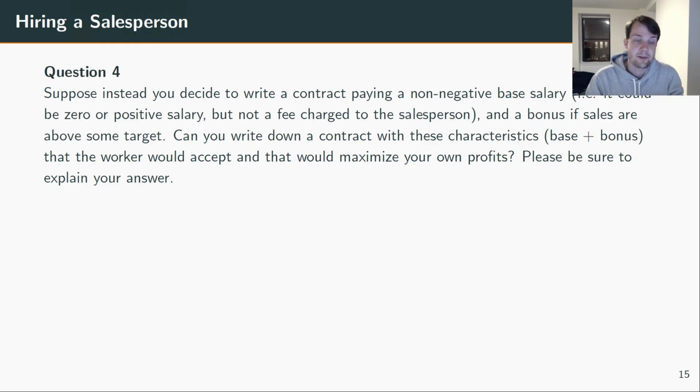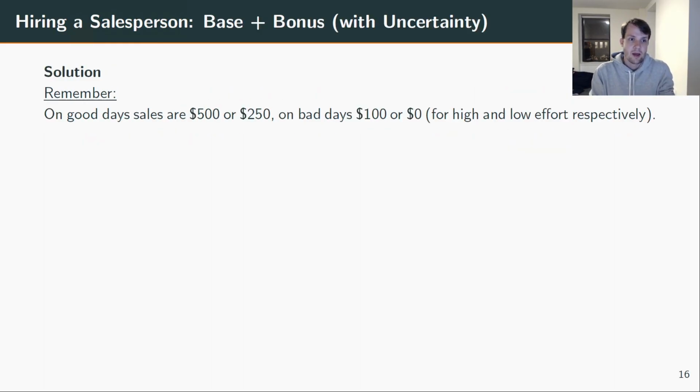Now in the last step, and this is the really interesting and probably hardest one, we're going to suppose that instead of writing a franchise type contract, we have to again have a non-negative base salary and a bonus. And again, the bonus can only depend on one number, namely what sales are. And we're going to try to write this down and see how good we can do. Just to get the numbers, remember that on good days, sales can either be 500 if they work hard or 250 if they don't, and on bad days, it's 100 and 0.